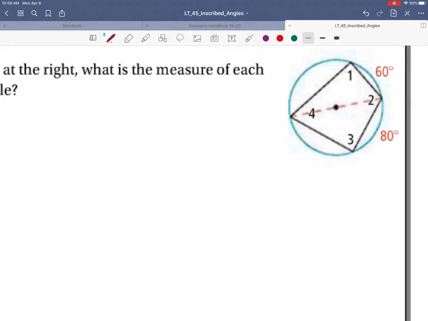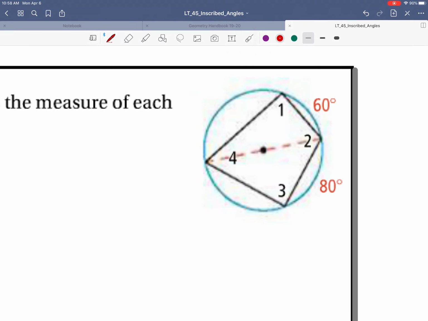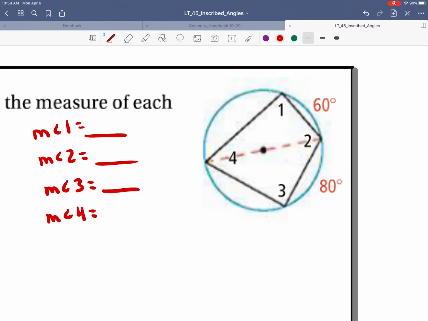Okay, let's try this one at the right. Pause the movie, try this on your own, and press play when you are finished. Okay, so we can see here we need to get the measure of angle 1, the measure of angle 2, the measure of angle 3, and the measure of angle 4. We see that the measure of angle 1 opens up to a diameter. So therefore, because this is 180, and this one's 80, that's going to be 100, then we know that the measure of angle 1 must be 90 degrees.